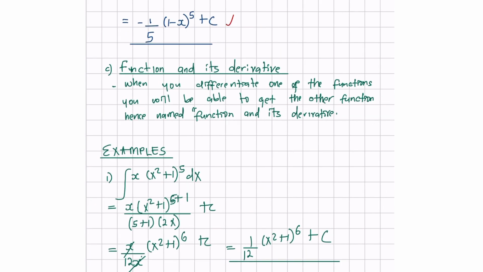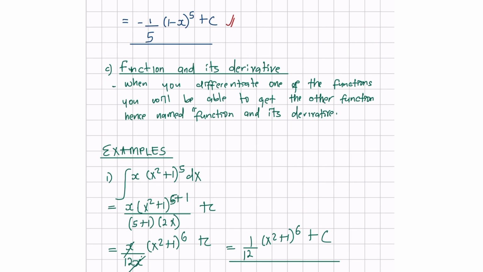Now, we move on to the third concept, where we are looking at a function and its derivative. So basically, when you've got a function and its derivative, what it means is that if you are given an equation, you're able to tell that one of it is a function, and the derivative of that function is what you have as the other function. What do I mean by this?